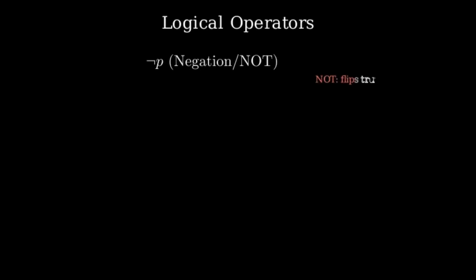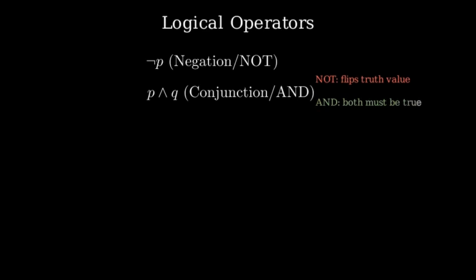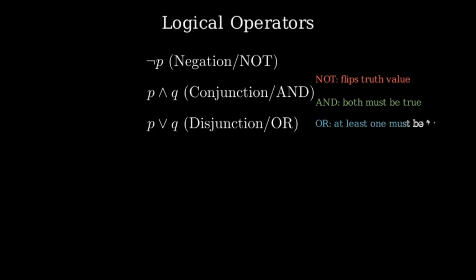Logical operators connect propositions to form more complex statements. The negation operator, not, flips the truth value of a proposition. The conjunction operator, and, is true only when both propositions are true. The disjunction operator, or, is true when at least one proposition is true.